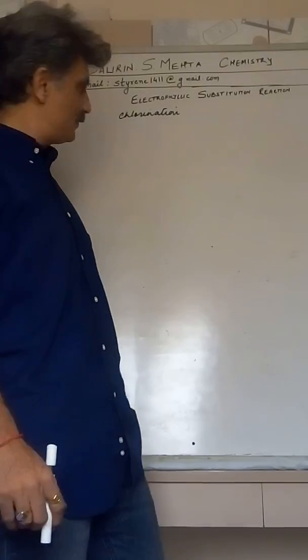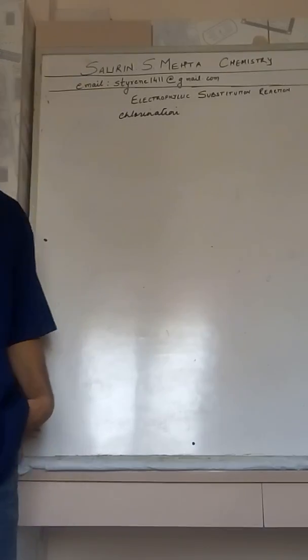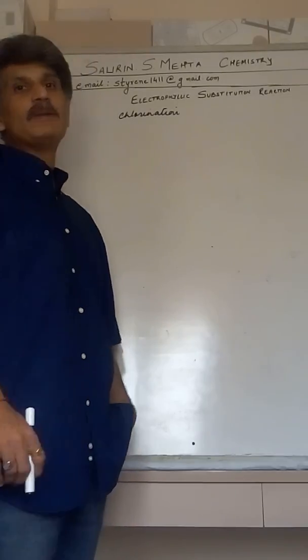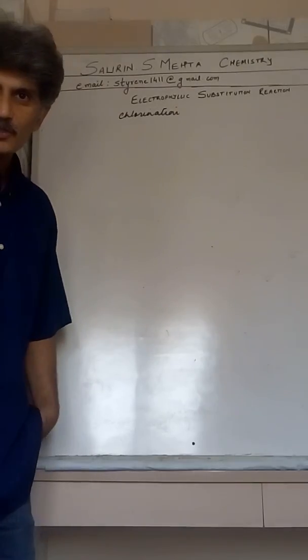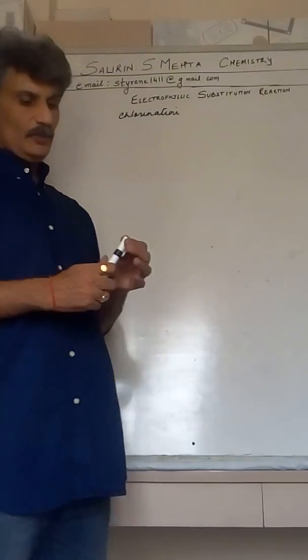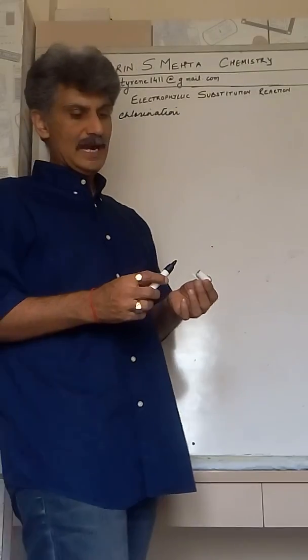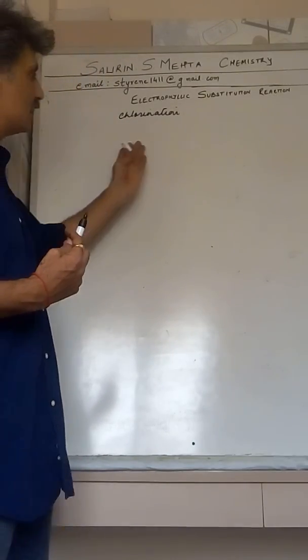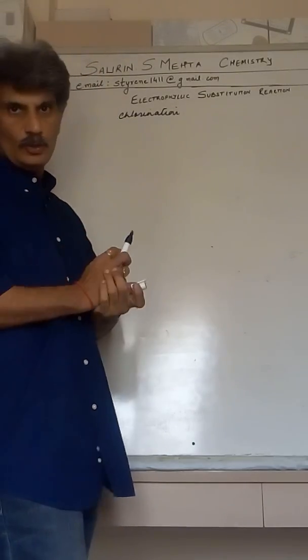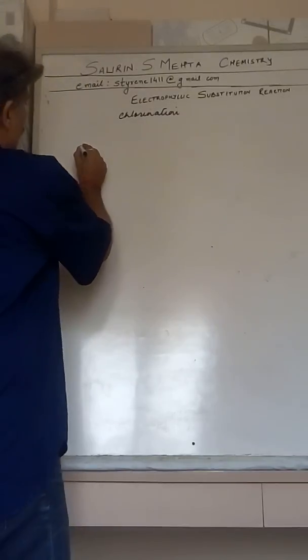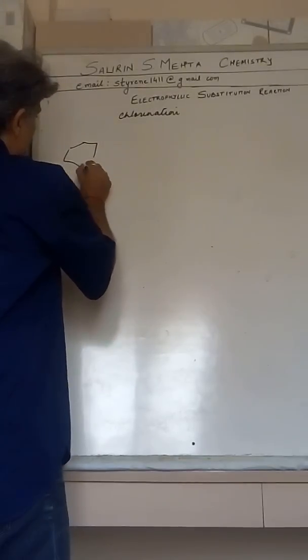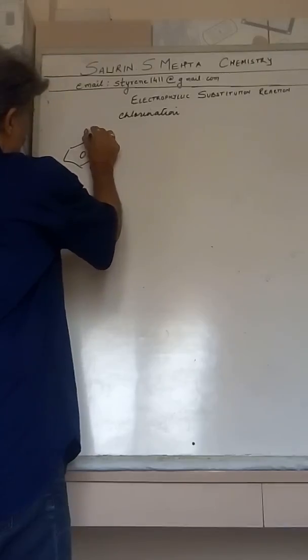Hello dear students, we are back again to complete the second part of the chlorination reaction of benzene. We dealt with the previous episode that benzene undergoes chlorination to give you chlorobenzene. We are carrying on with the chlorination where right now we'll start taking chlorobenzene.